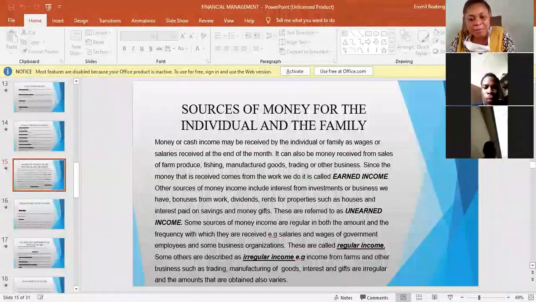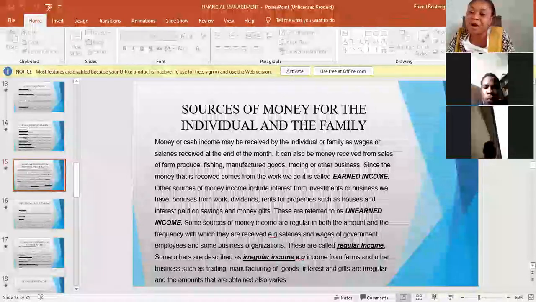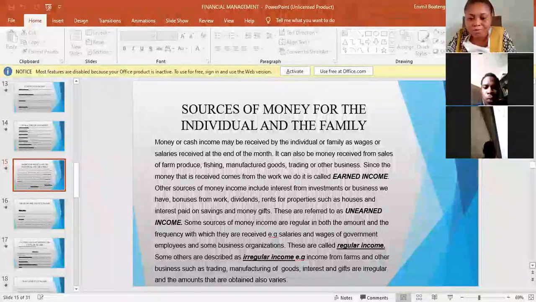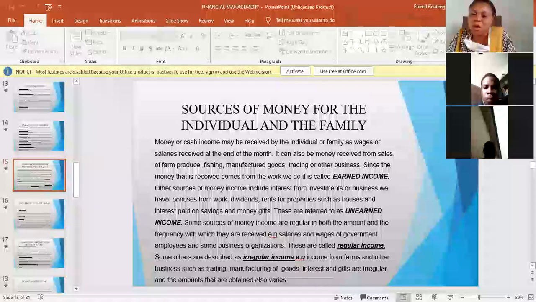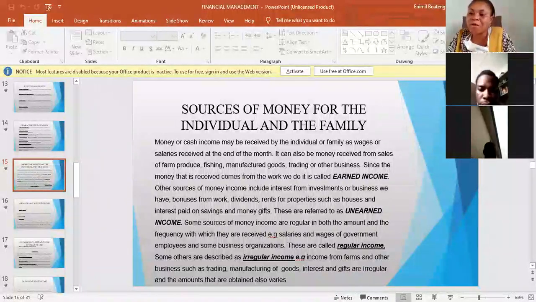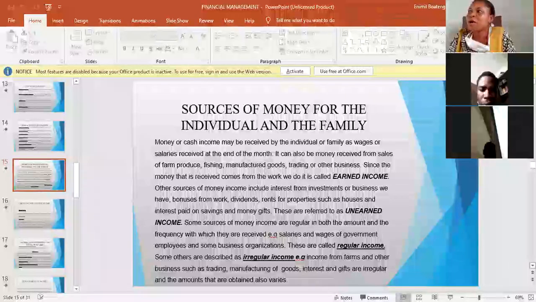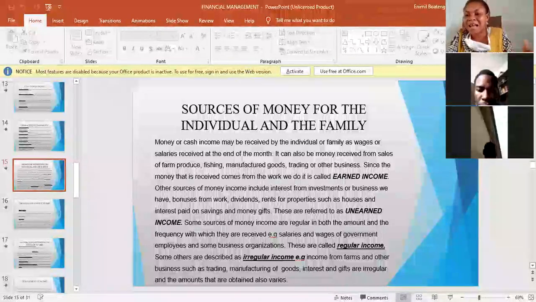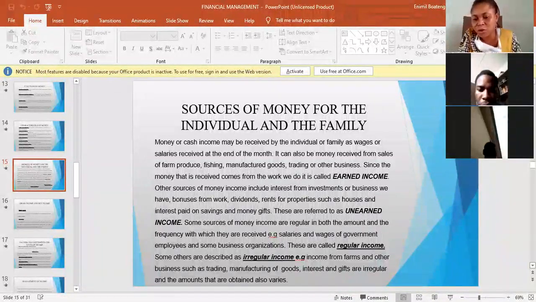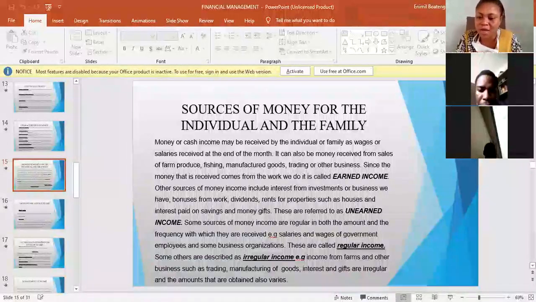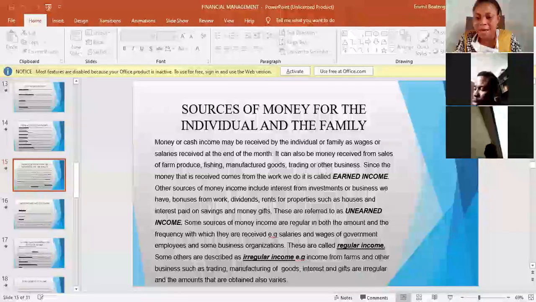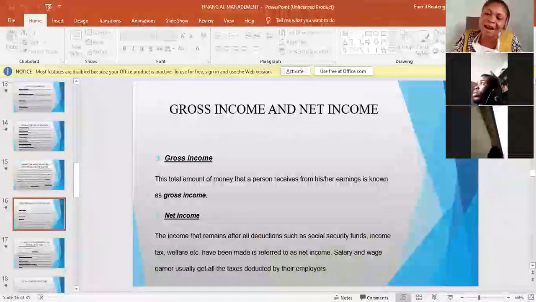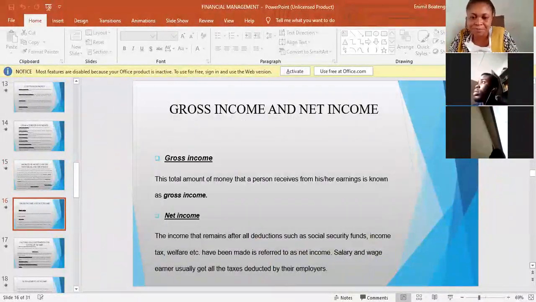So irregular income can be monies you receive as interest on your investments, or profits. You are selling, the profit will vary. You have a farm. If you get more customers and you are able to sell, you make a different profit. At another time, the profit may be different. So that is not regular. So we refer to that as irregular income. So that is about regular income and irregular income, and then earned income and unearned income.